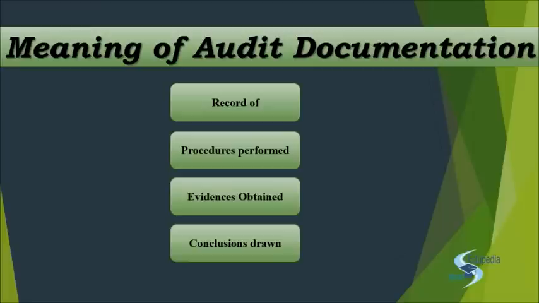So all these things that you have performed will actually enable the reliability on your performance, the reliability on the report, the reliability on the conclusion. These things have to be documented for reference, right? So this is the basic meaning of audit documentation. Only three things. Always remember: the procedures performed, evidences obtained, and the conclusion drawn, right?